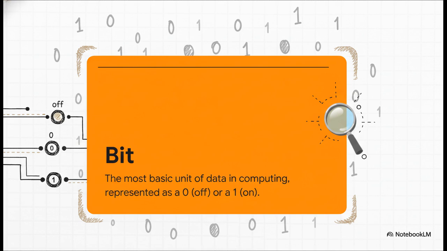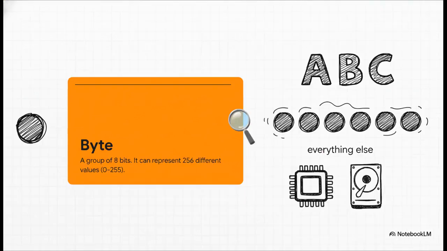A single bit is the tiniest piece of information a computer can understand. It can only have two values, a 0, which means off, or a 1, which means on. It is literally the atom of all digital information. But a single bit by itself isn't all that useful. It's like having just one letter of the alphabet. So we group them together. The standard grouping is a byte, which is just a team of 8 bits.